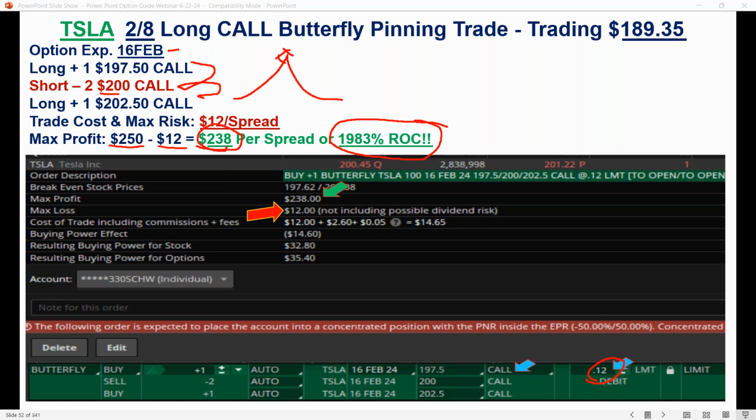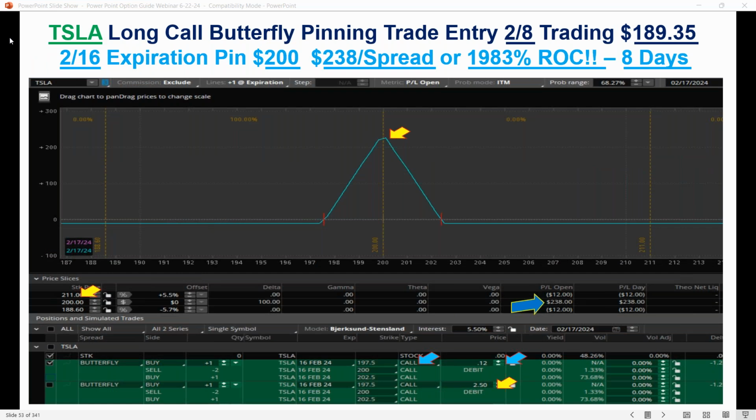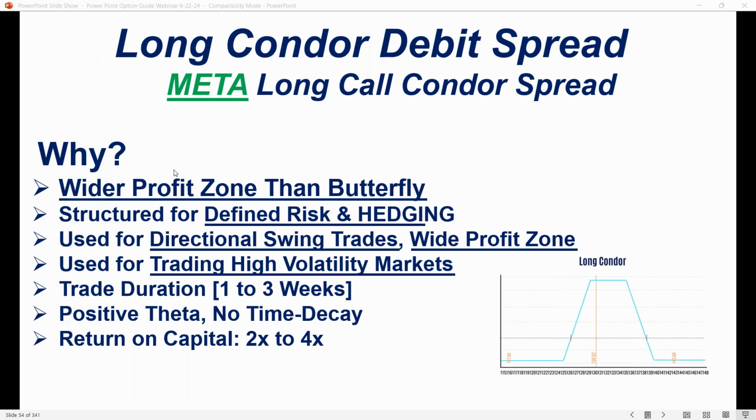And this made very close to that. This is one of the few ones I've ever seen pinned this close. So it was really amazing. Here's where it went out, on the expiration day of the 16th, trading right there at 200. Amazing. It was up $238, 1,983% return. So it went from 12 bucks to 250. That was perfect. Rarely do you get anything like that, but I just wanted to show you that these things are possible if you use the right trade setup for the situation you're looking at.